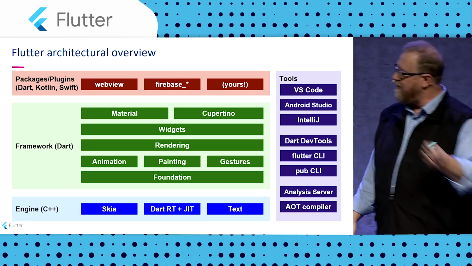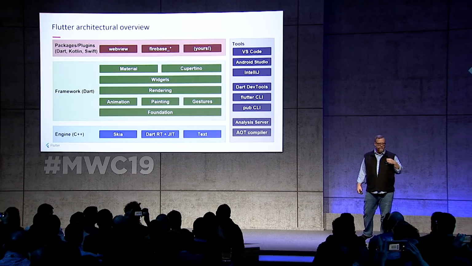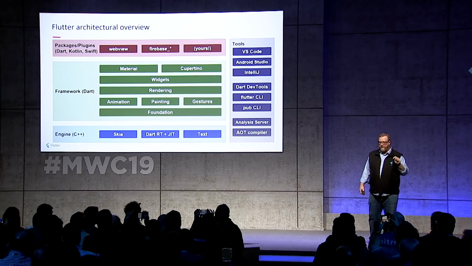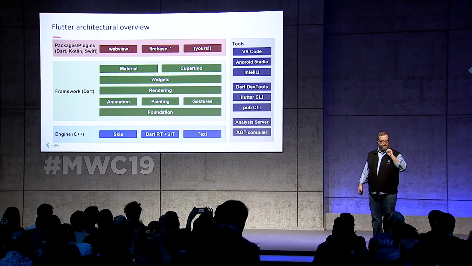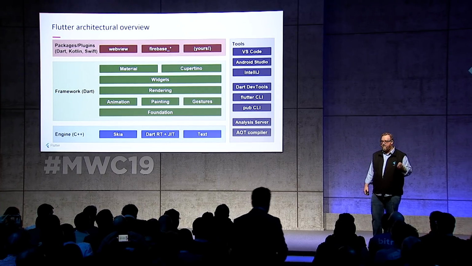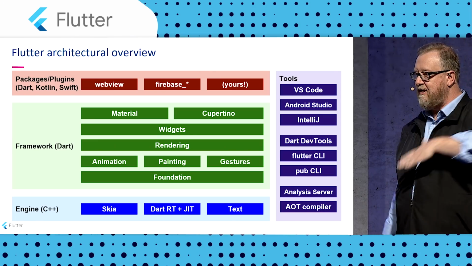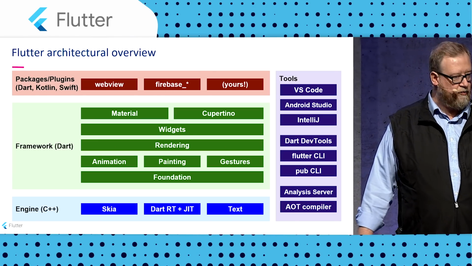Okay? So at the bottom of the architecture is the engine, and this is built in C++ code. It's meant to be the fastest possible thing it can be. So it's built at the low level to do drawing and low-level rendering, and we also have the Dart runtime and JIT at that bottom level. Okay? Now on top of that, everything else is built with Dart.